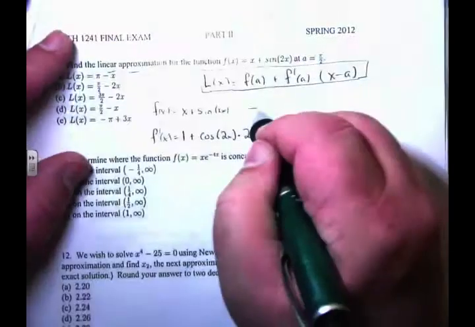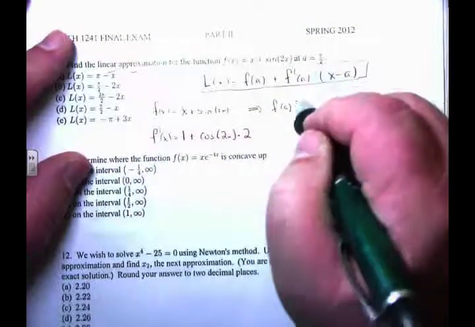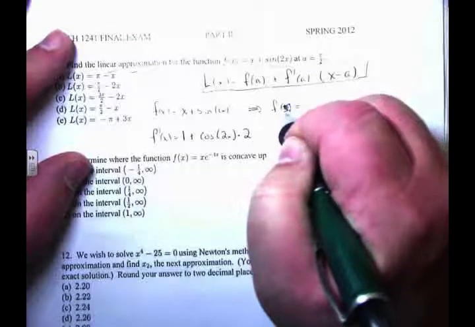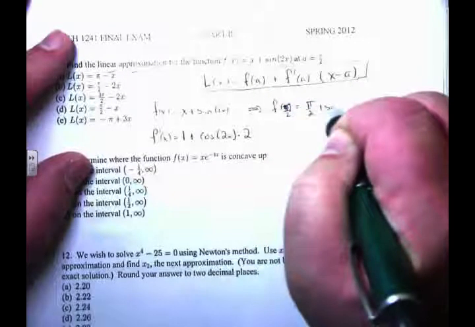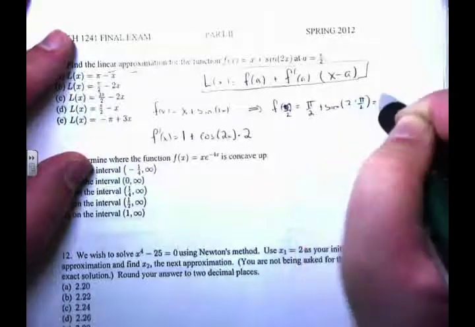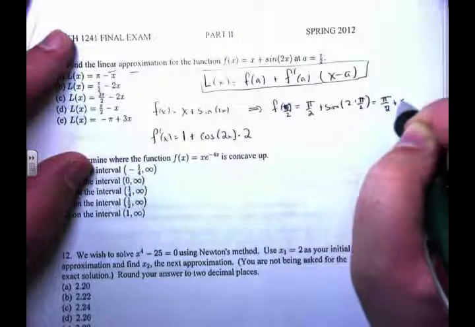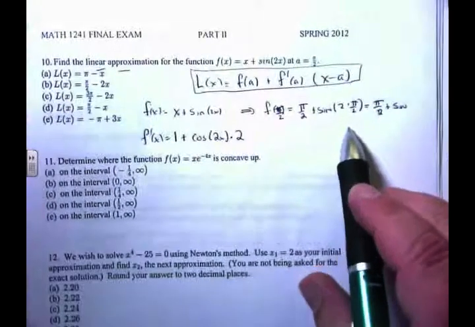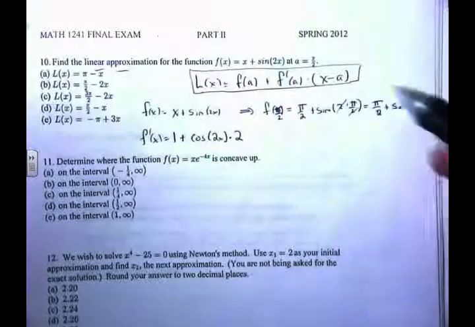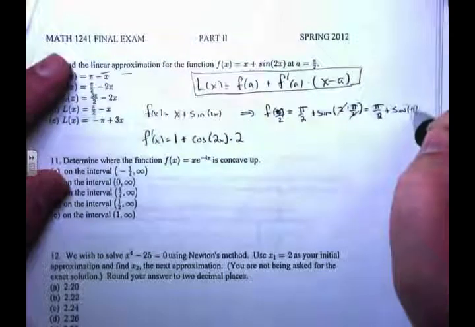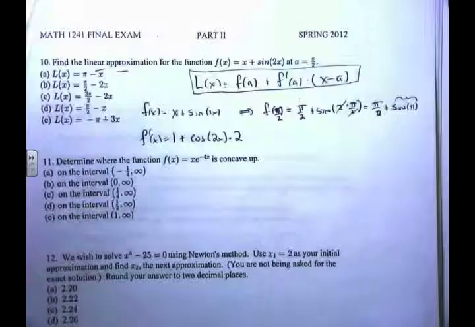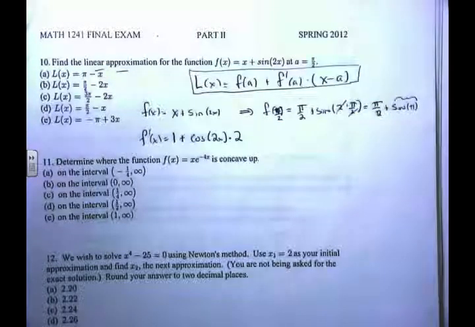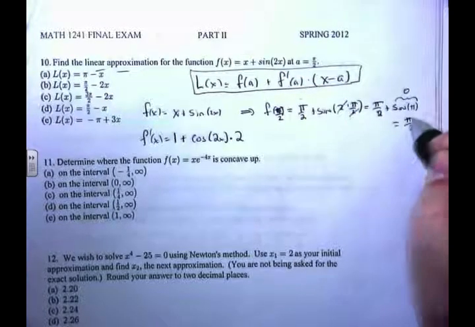But now they told me a over here. So f of a would be equal to, a is pi halves, so f of pi halves would be pi halves plus the sine of 2 times pi halves. This would be equal to pi halves plus the sine of, what is 2 times pi halves? Pi. And what is the sine of pi? Well, they could have put this on the no calculator section. Luckily for the folks last semester, it was in the calculator section for the people who don't have their unit circle memorized. But it very well could have been put on the no calculator section. What is the sine of pi? Very good. It's 0. So this is equal to pi halves.